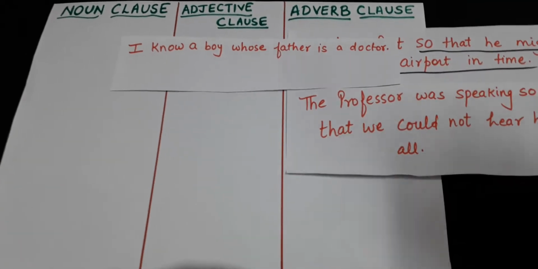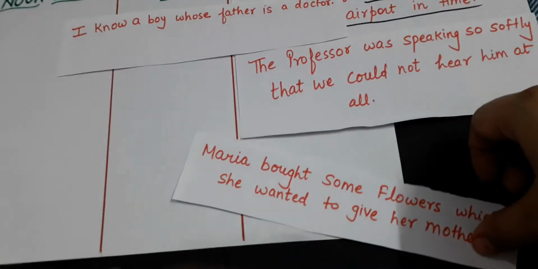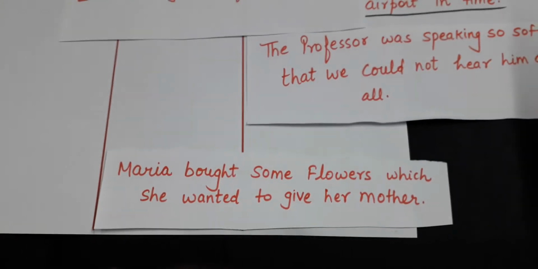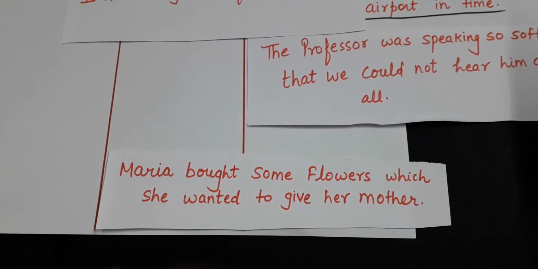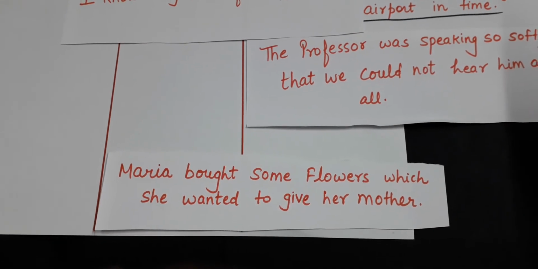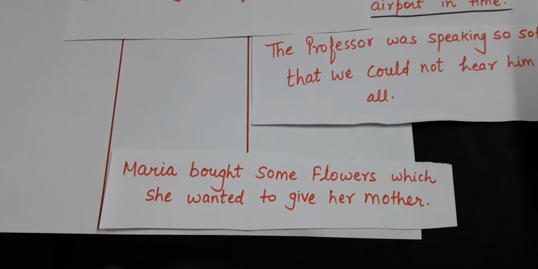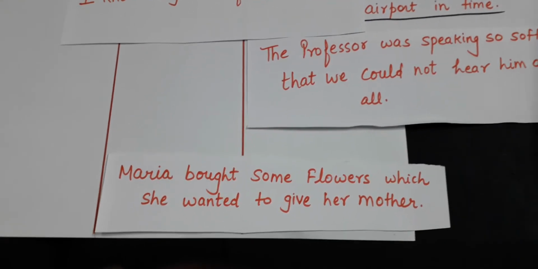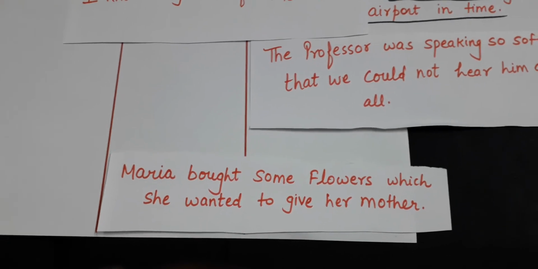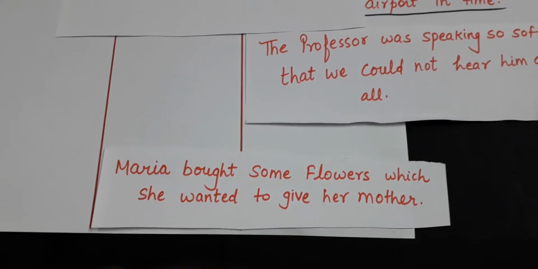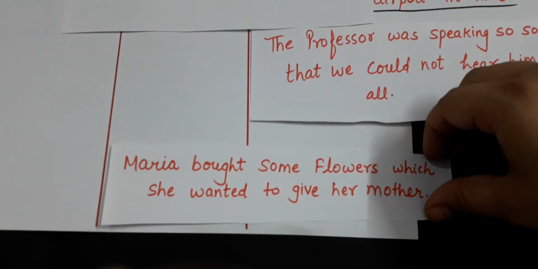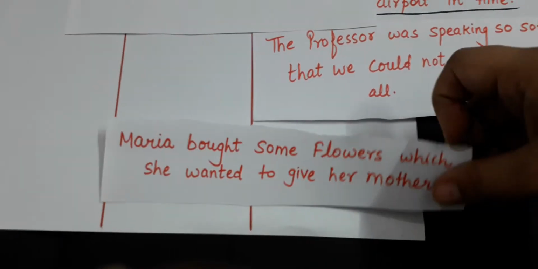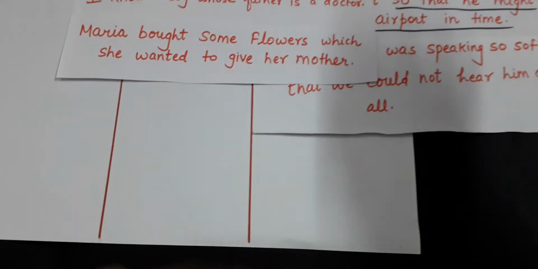Now next is: Maria bought some flowers which she wanted to give her mother. She bought some flowers and it is describing which she wanted to give her mother. That means it is describing the flowers, that these flowers are to be gifted to her mother. So which she wanted to give her mother is the clause here, and it is which type of clause? Yes, it is an adjective clause again.